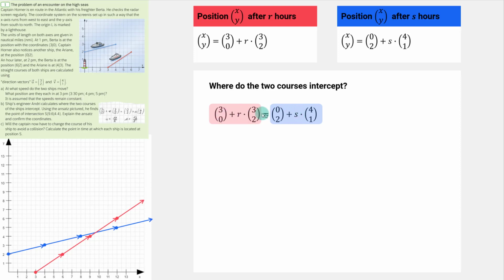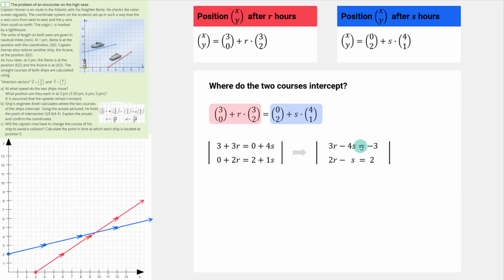Now here we are using vectors, but we can actually write this as a linear system. Looking at the top components, we have 3 plus 3r is equal to 0 plus 4s. And for the bottom components, we have 0 plus 2r is equal to 2 plus 1s. Now that's a 2 times 2 linear system. We'll see this if we simplify it a little bit by putting all variables to one side. It looks like this. So we clearly see that this is a 2 times 2 linear system with two unknowns r and s.